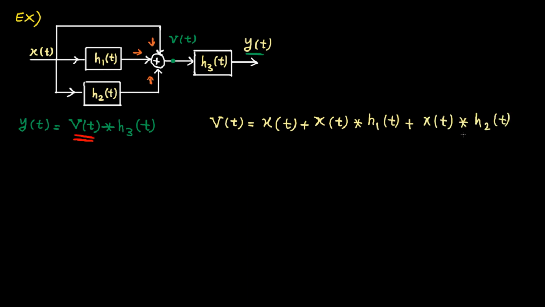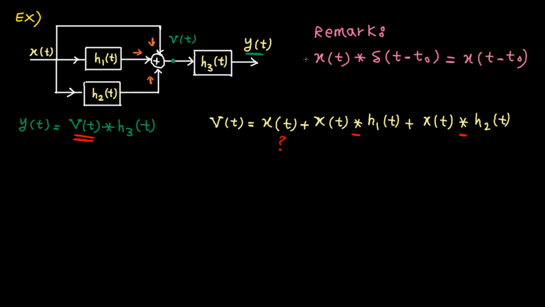Now look at this summation. There is a convolution sign here and here, but the convolution is missing from the first term. So we cannot factor out x(t) convolved. To do so, we need to use a very simple trick. As I explained in the convolution examples tutorial, by convolving x(t) with a shifted delta function, we get the shifted version of x(t). From this property, it's obvious that when we convolve x(t) with a delta function which is not shifted, i.e. t0 is 0, we get the same x(t) back.